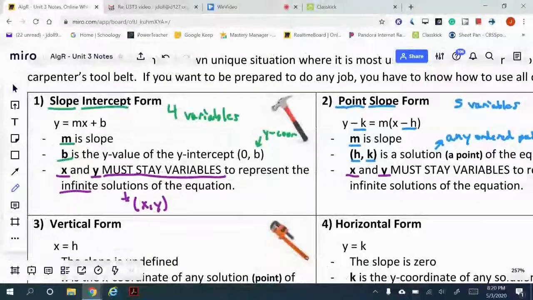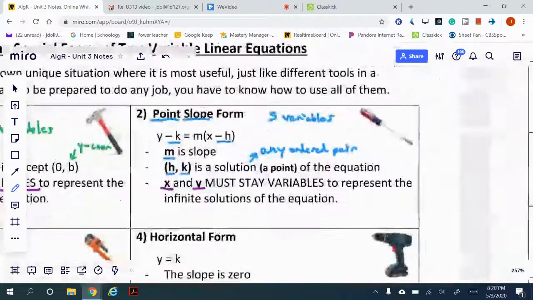Really, the big difference between slope-intercept form and point-slope form is slope-intercept form has one constant, b, which comes directly from the y-intercept, and we'll talk a little bit more about that in a second. Point-slope form has h and k, two constants, but it can be any ordered pair. So it's a little bit more complicated, but it actually gives us a wider range of options of when we can use it and work with this formula.